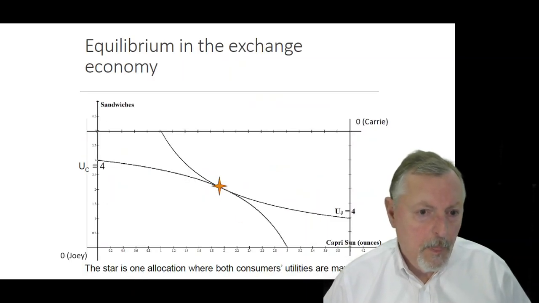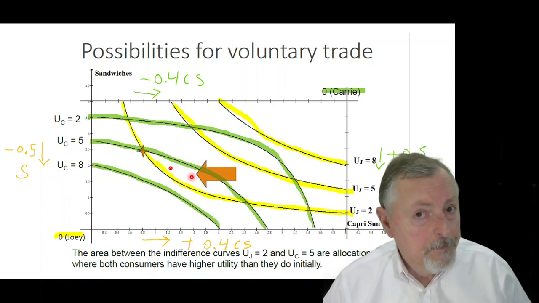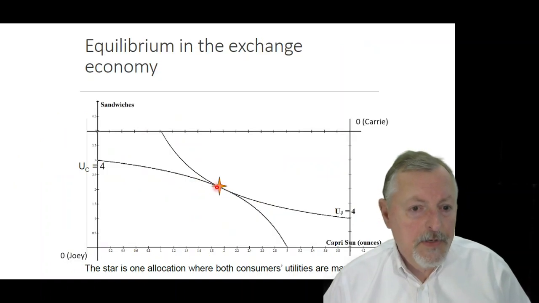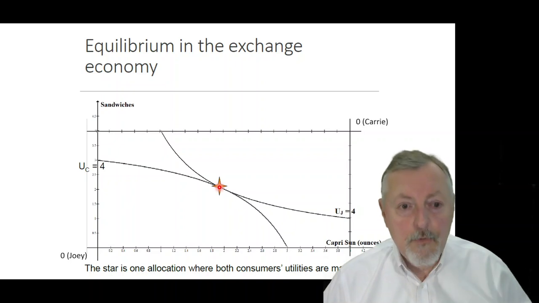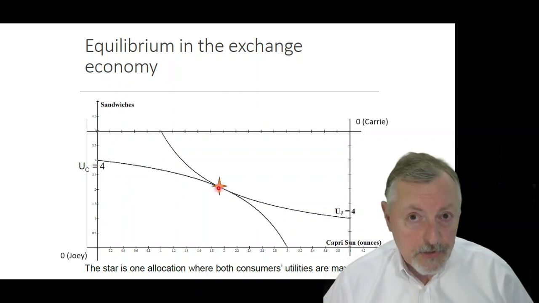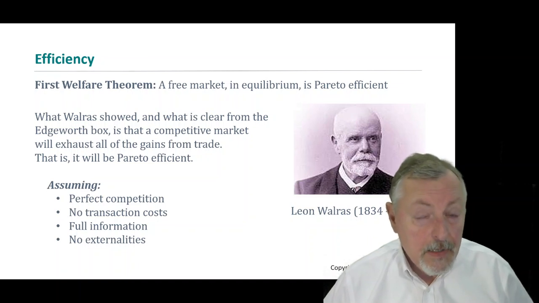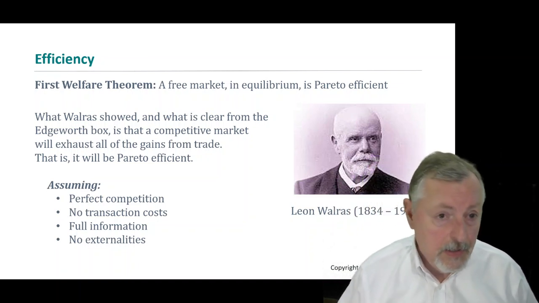Here, all of these points in here are Pareto improvements. They make both better off. This one point is Pareto optimal. There are no further trades that can make both parties better off. Okay, this leads us to the first welfare theorem of economics.